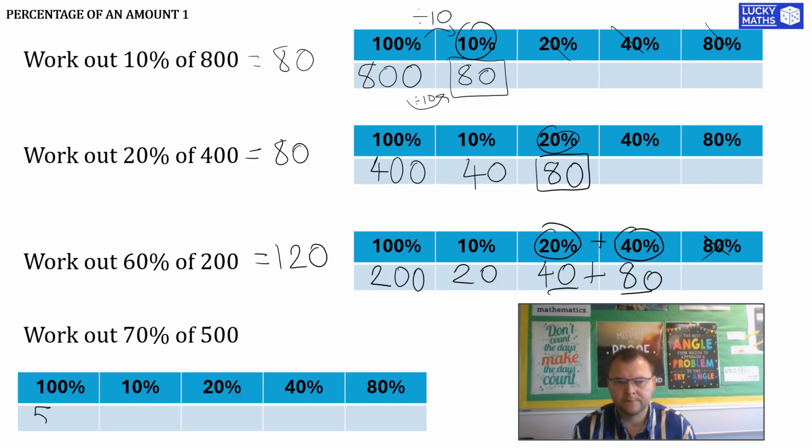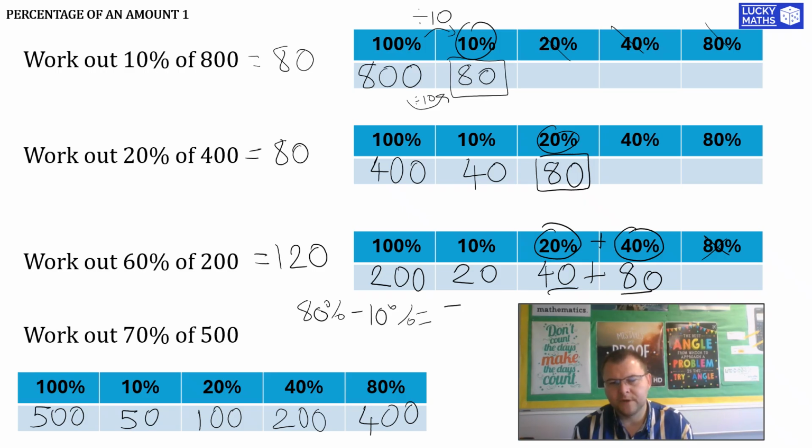And finally, we start with 500. 10% will be 50. Double that is 100. So that means 40% is 200 and 80% would be 400. Now 80%, again, I've filled that in, but it's too high. Unless I look at doing a couple of different answers here.